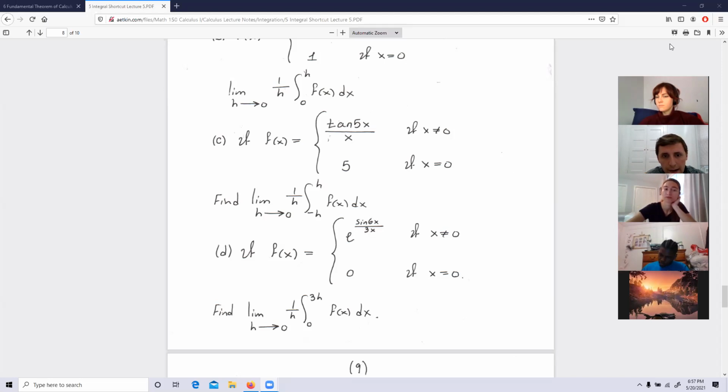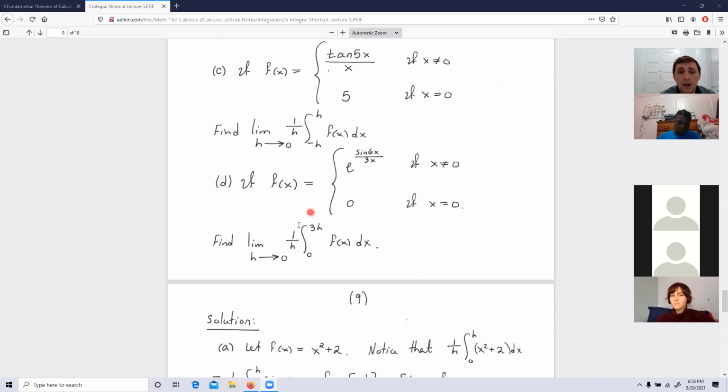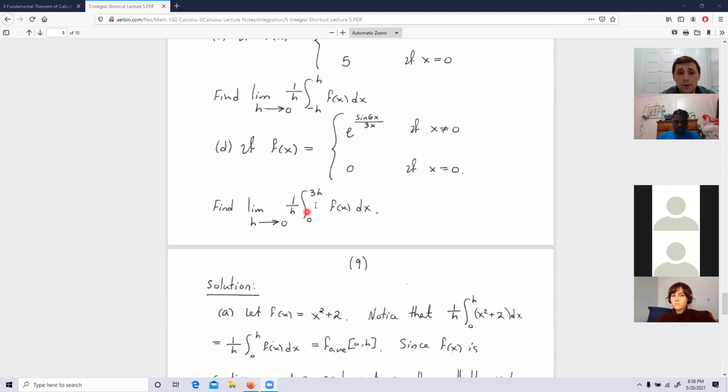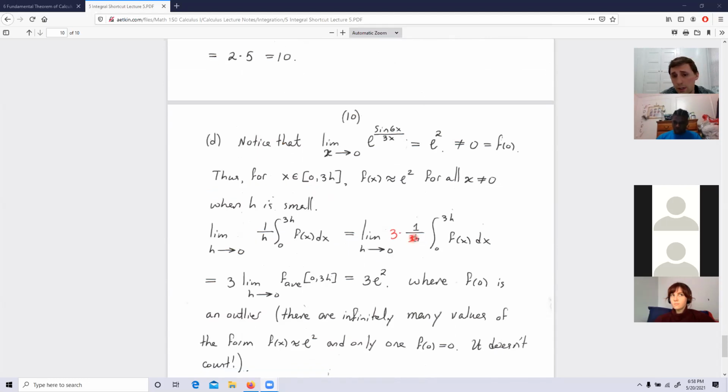Okay, I have 4 people, and all of you are correct. I hope the rest of you guys understand what's happening here. Look at it, guys. For the last question, it's missing what? It's missing a 3 to be an average. So first I introduced the 3, because it should be 3h minus 0, it should be 1 over 3h, and I multiply by 3 to make this an average. Now, once that part is an average, I ask myself, what's happening with this function?